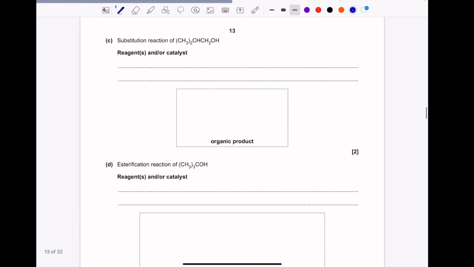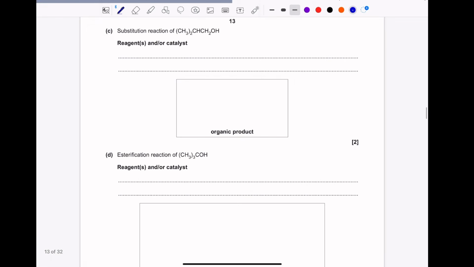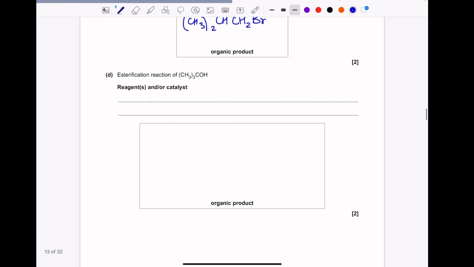Then is substitution of a primary alcohol. So you either make this into an amine using ammonia, or a haloalkane using sodium halide, such as sodium bromide, and an acid catalyst, so sulfuric acid again. And that would be CH3, CH2, CH2Br. So just swapping the hydroxide for the bromine.